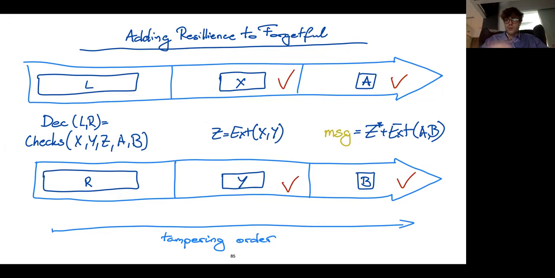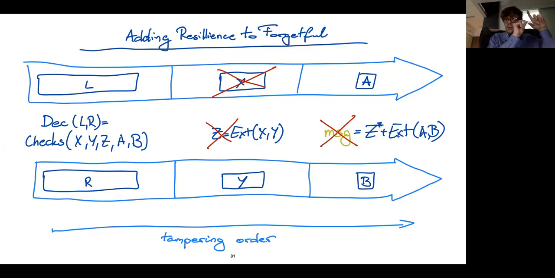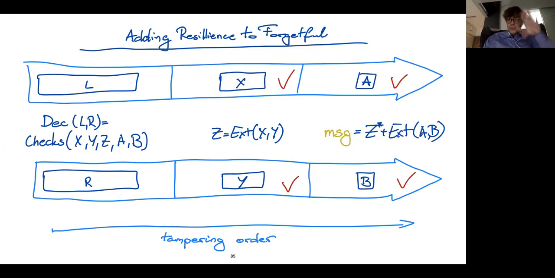And by the way, this is why Z star is just a suffix of Z, because L and R still preserve a little bit of information about Z. And we don't want L and R to be used to recreate a little bit of information about Z and recreate the message. So this is why we're using Z star. Okay, so we're good if we forget any of X, Y, A, or B. The problem is if we forget L and R, that's irrelevant because, well, X, Y, A, and B fully determine the message.